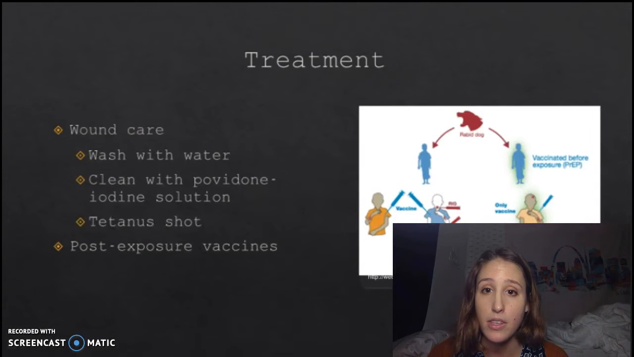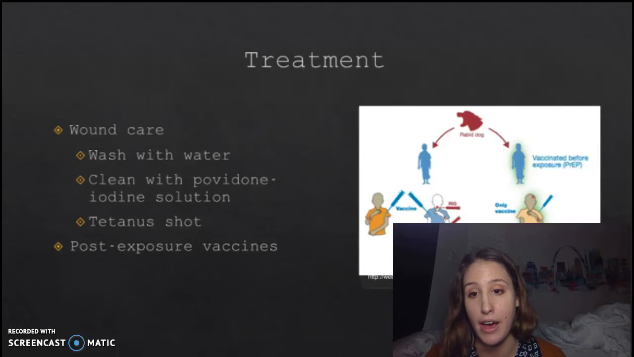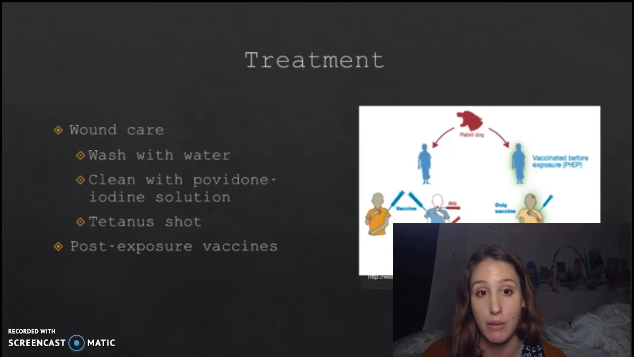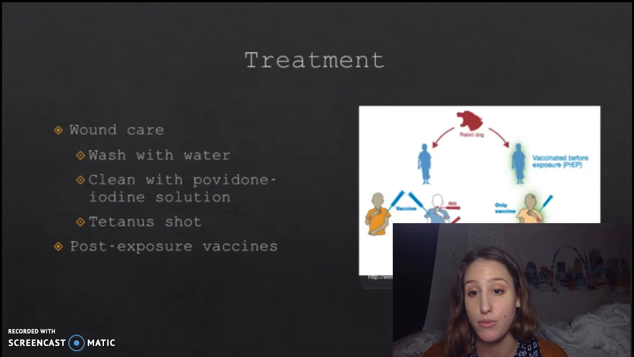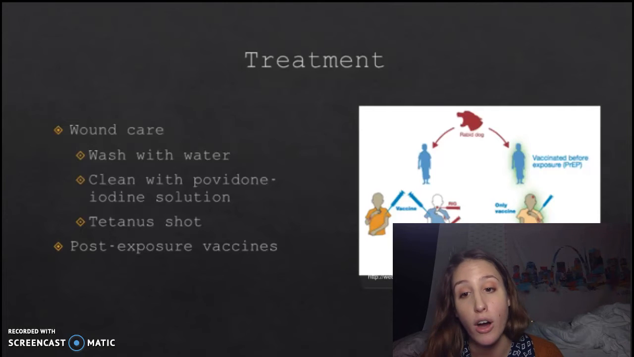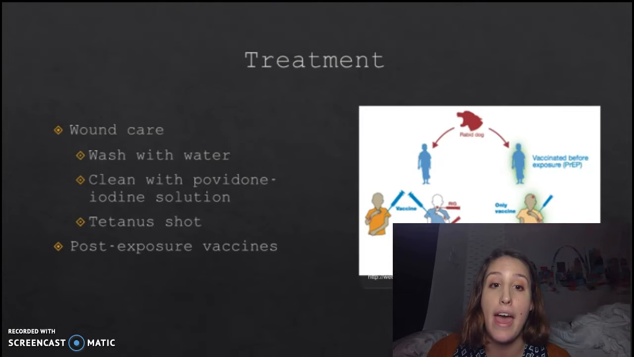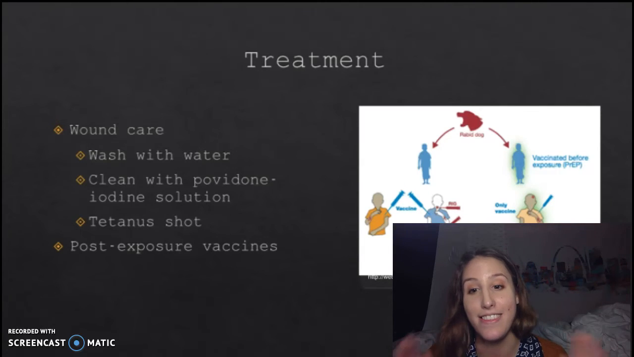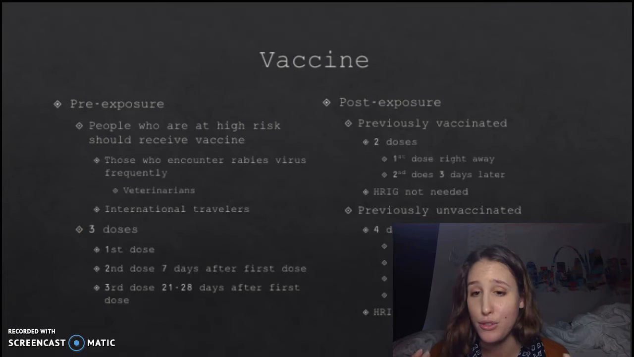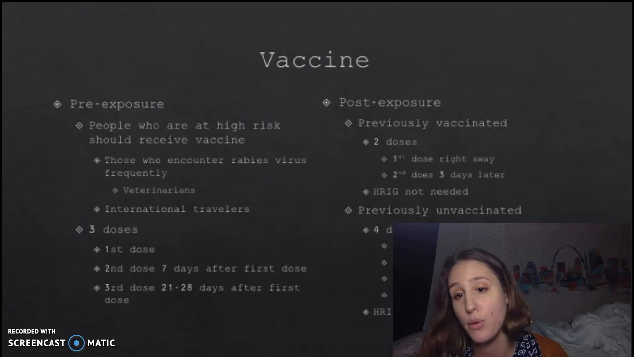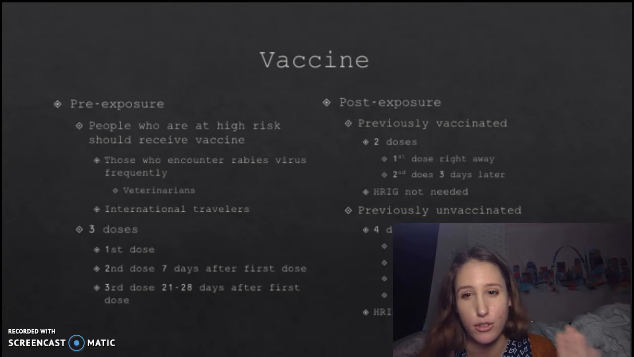So treatment. If you do get bit by a rabies-infected animal, you need to do two things. Wound care. Wash that wound, because if you wash that wound, then you have a much lesser chance of contracting the virus, which is a simple step, but it's important too. And you also need to receive a tetanus shot. And then after that, no matter what, get the vaccine. Depending on whether you have received the vaccine before or have not been vaccinated prior to the incident, there are two different routes that you take.